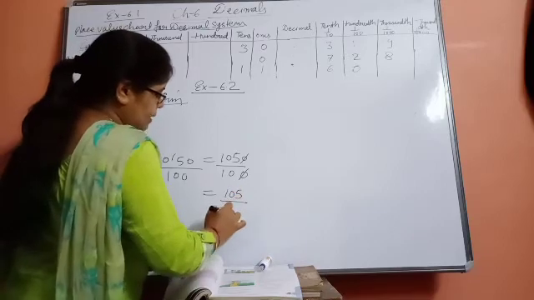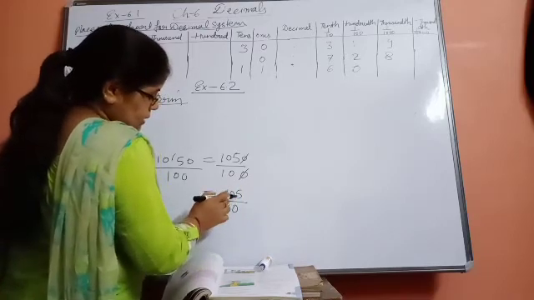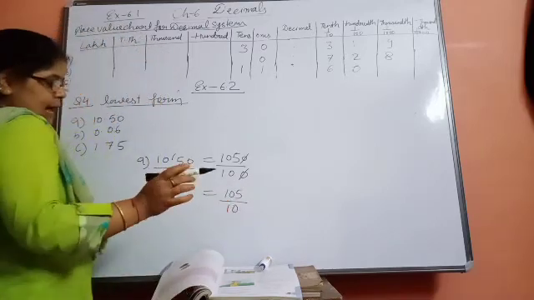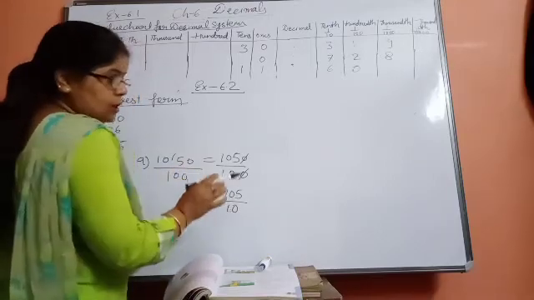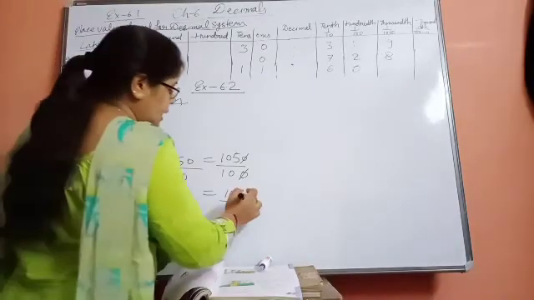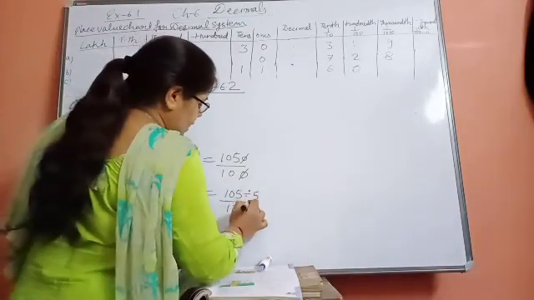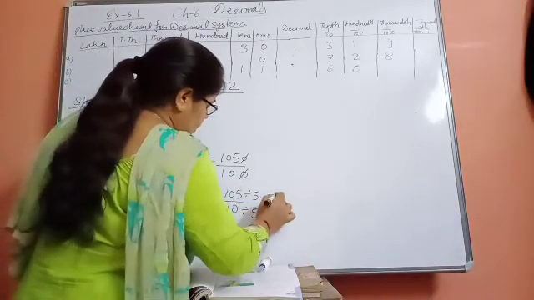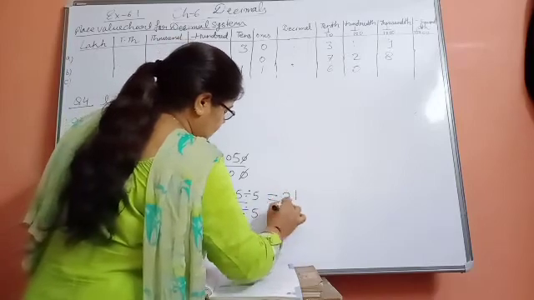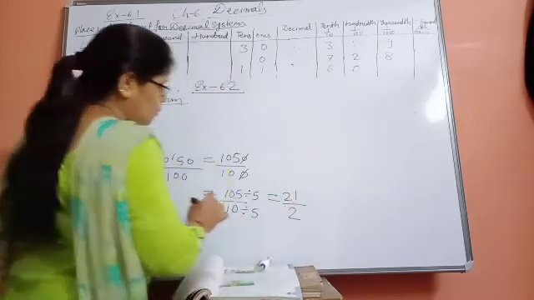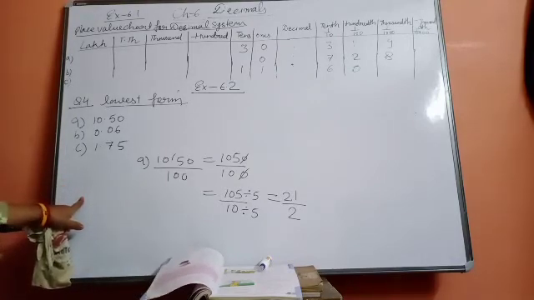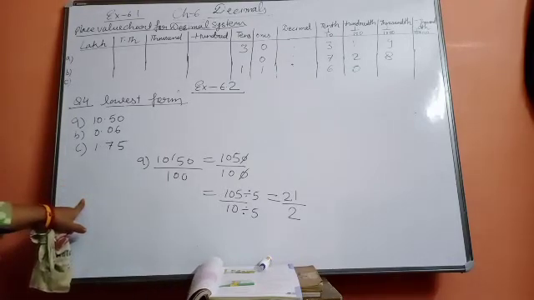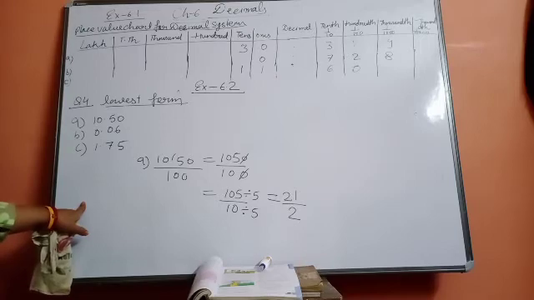105 divided by 10. For both numbers, take the help of the divisibility test. The unit place is 5 and here the unit place is 0. It means both numbers are divisible by 5. So divide them by 5. So what will you get? 5 2s are 10, 5 1s are 5 and 5 2s are 10. So it will be the lowest form, the lowest term of the question.